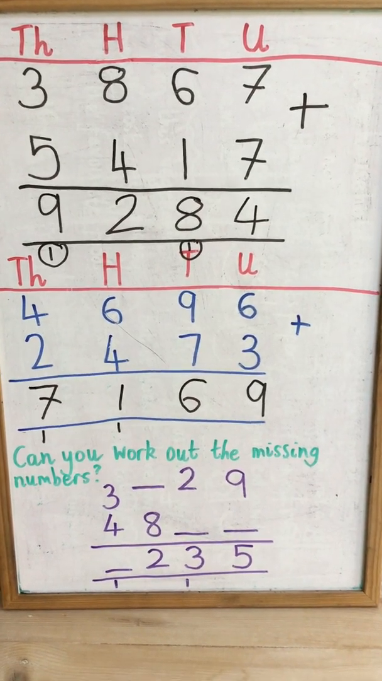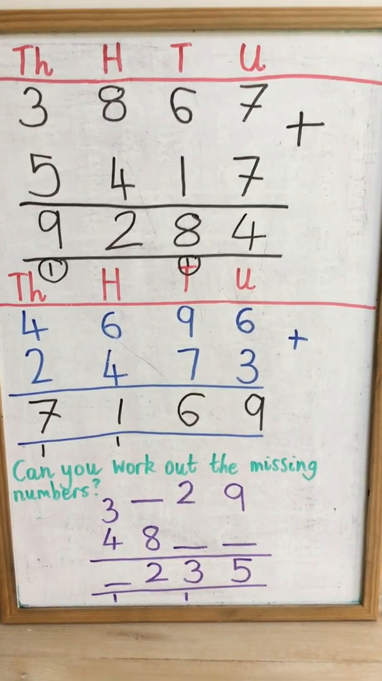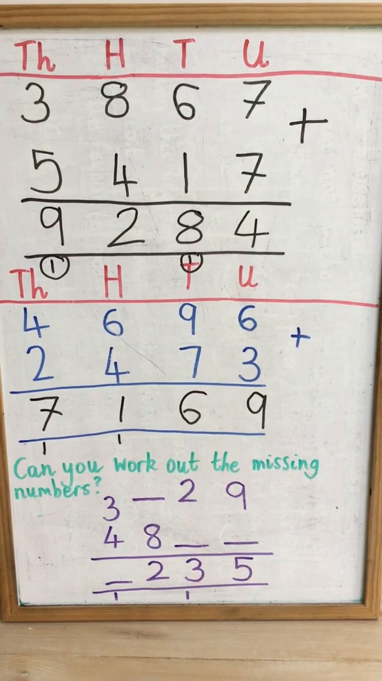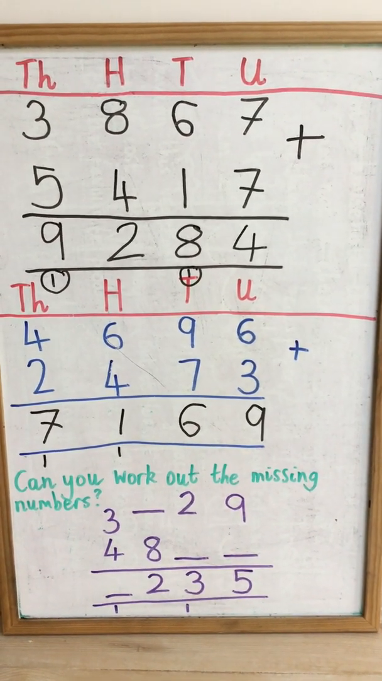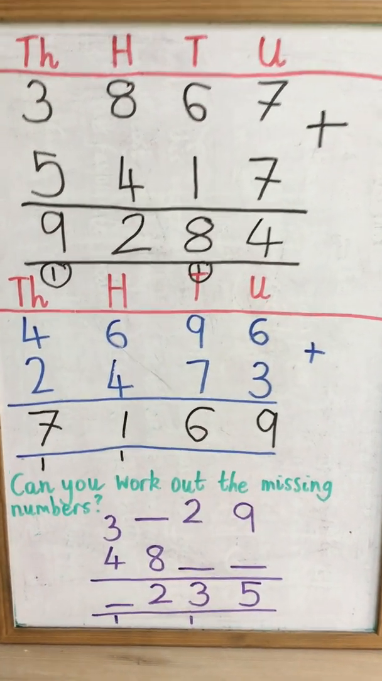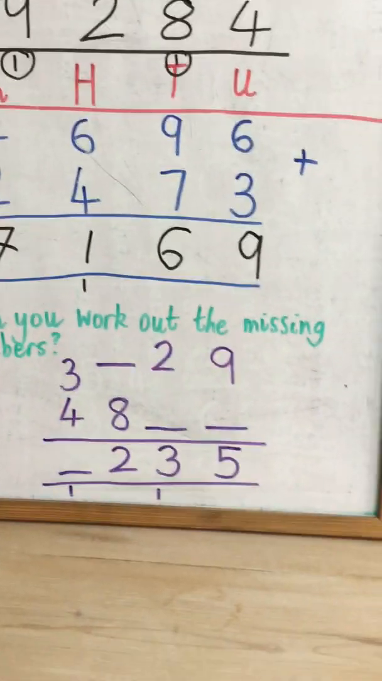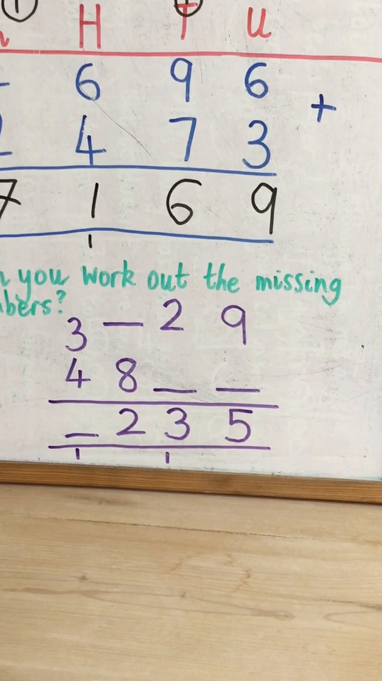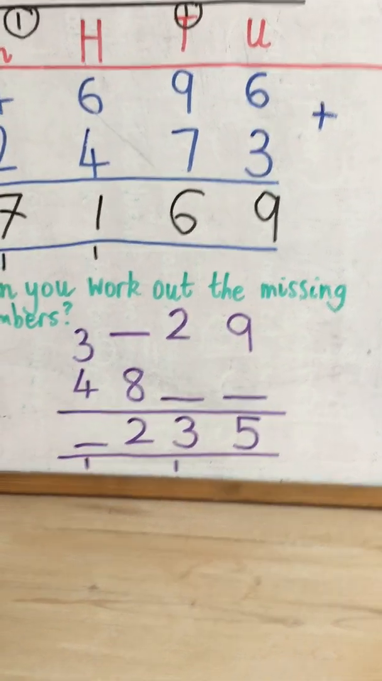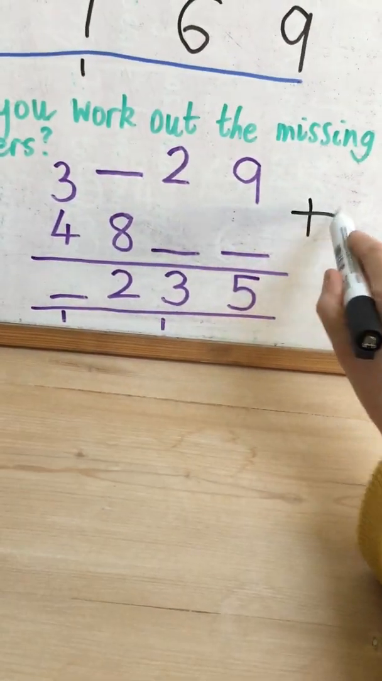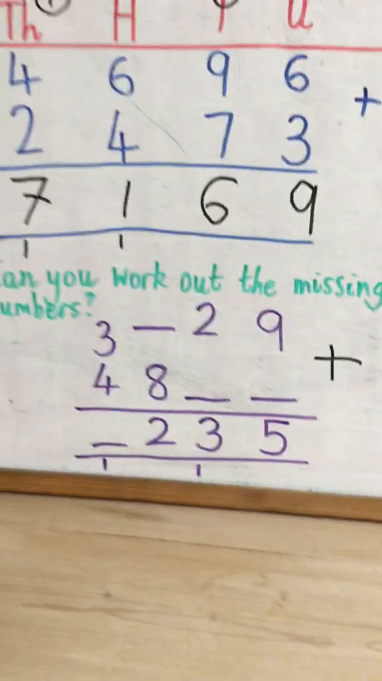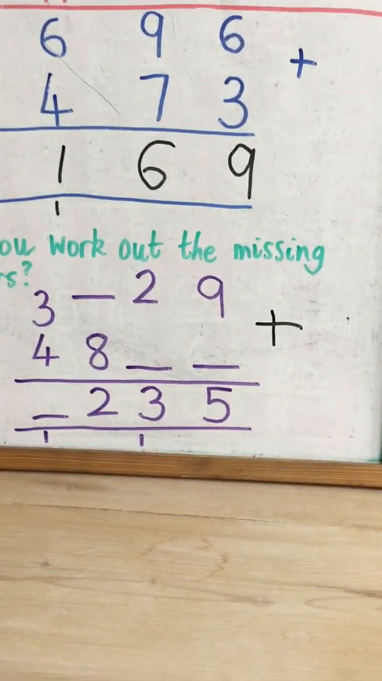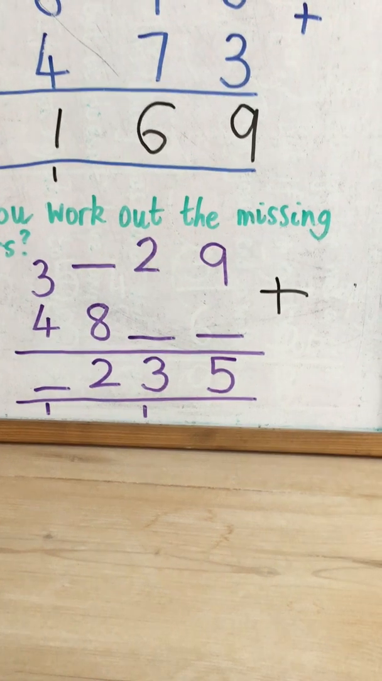Now, as an extra little challenge, I've got another missing number question for you, and this involves exchanges as well, so you're going to need to think really carefully. So, can you work out these missing numbers? So, starting as we always do with the units, I've got 9 plus something, and then I've got a 5 in my units column. Now, if I'm adding, I can't get 5 if I've already got 9. So it can't just be 5.